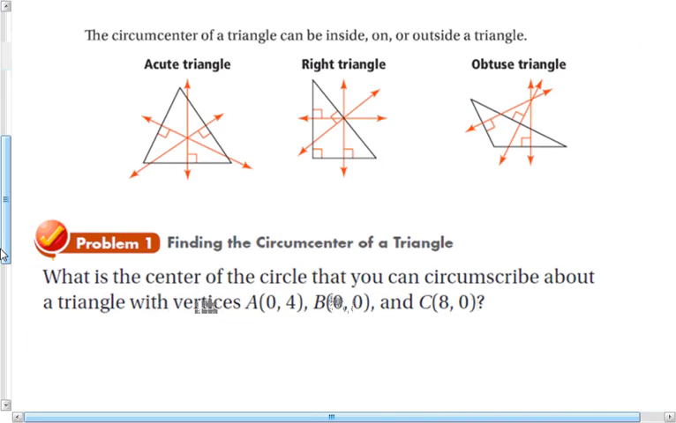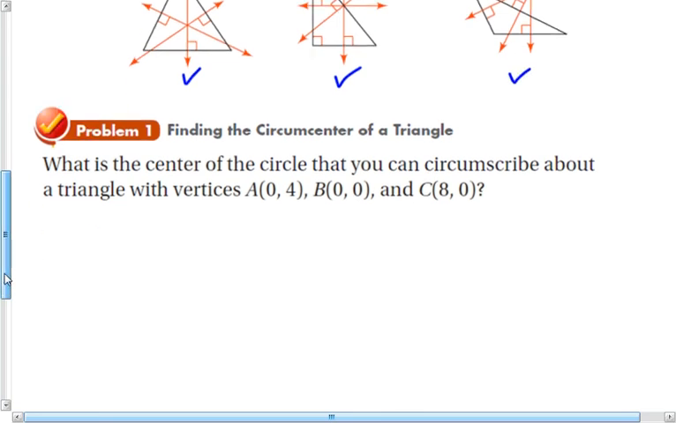And the circumcenter can be inside the triangle, which would happen if you have an acute triangle, on the triangle, which would happen if you had a right triangle, and outside the triangle, which would happen if you had an obtuse triangle.